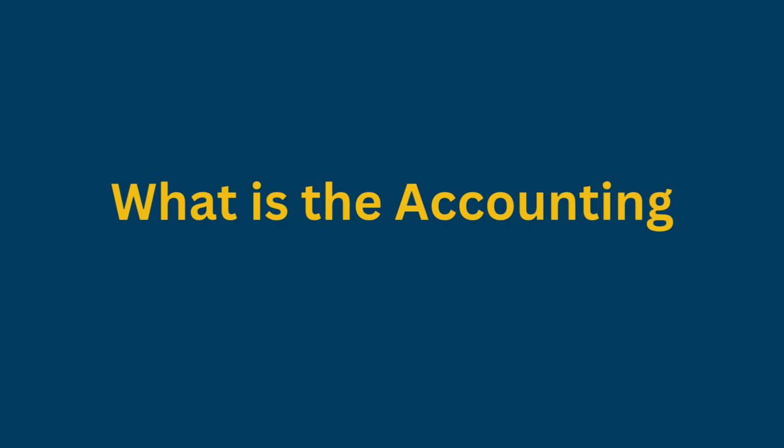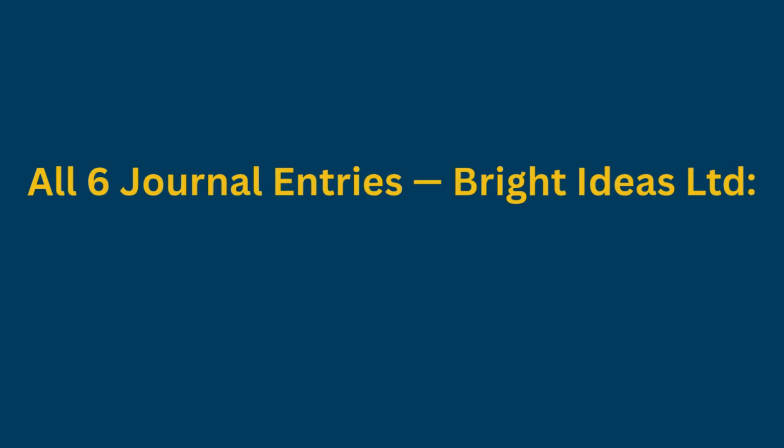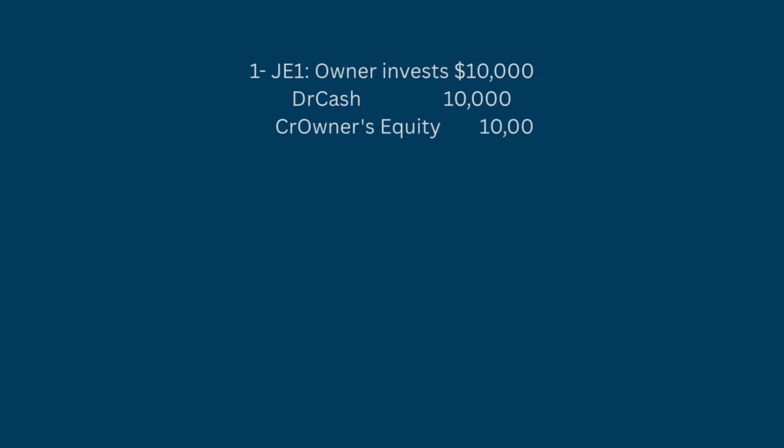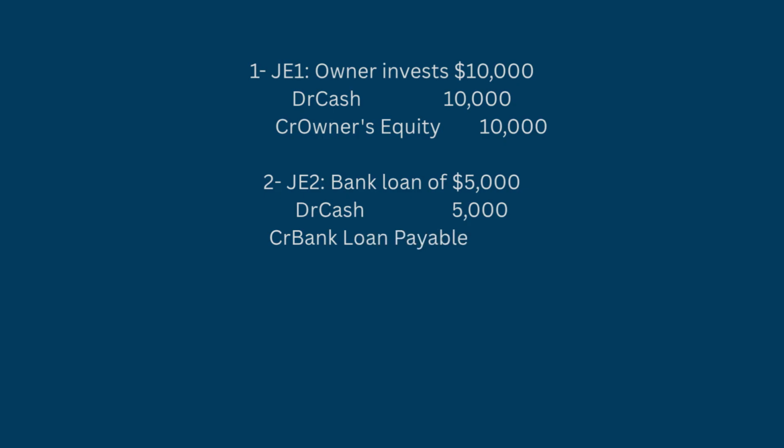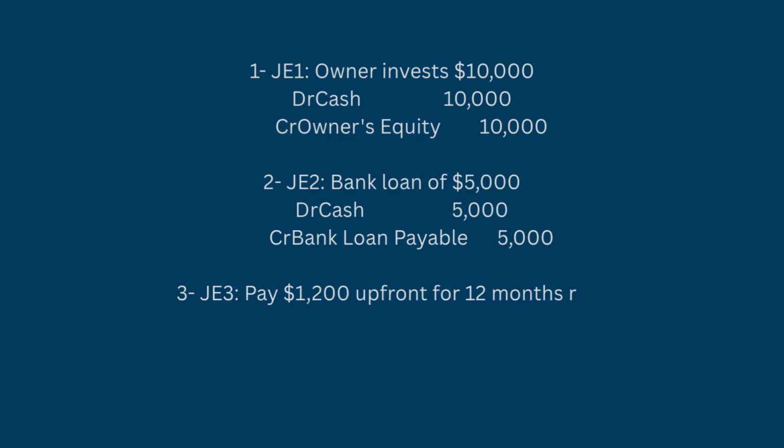What is the accounting equation? Double entry accounting is built on one foundational equation. It is called the accounting equation, and it is the most important equation in finance. Assets equal liabilities plus equity. Everything a business owns, its assets, was funded by either borrowing money, which creates liabilities, or by the owners putting money in, which creates equity.